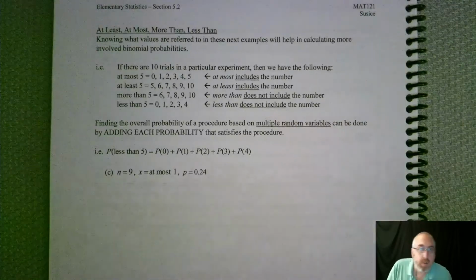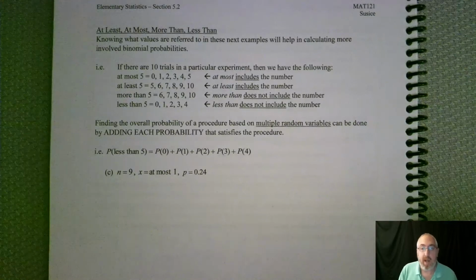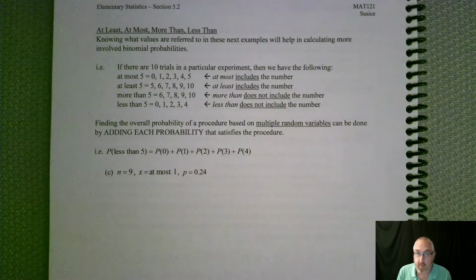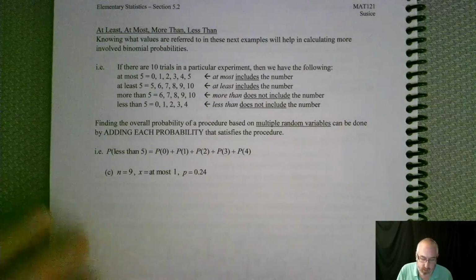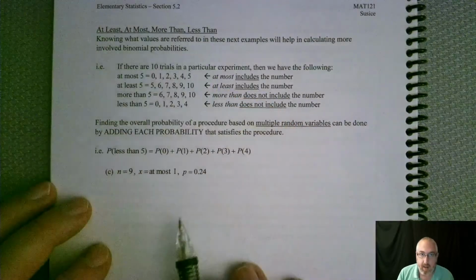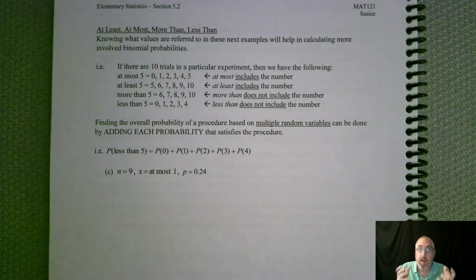Welcome back, folks. We are still in 5.2, and we just went over some ways to find probabilities for binomial probability distribution situations. So now we're going to expand on that a little bit and look at some batch cases of probabilities. So what do I mean by batch? Well, the title here: we've got at least, at most, more than, and less than. These four phrases are ways that we can batch different groups of probabilities together.